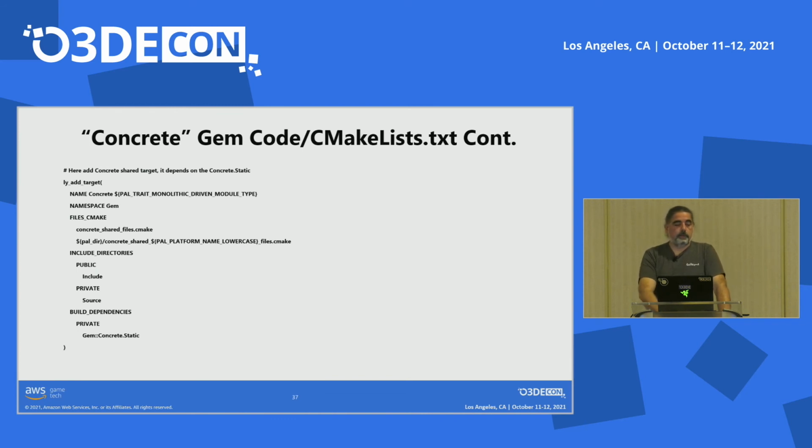Then we have another target that we add, and this is the one that is going to be driven by the PAL trait for the monolithic module. So if this is monolithic, this might be a static library. If it is non-monolithic, it'll be a shared library. And we put those files inside of the concrete_shared_files, so we know the boilerplate for the shared library. And then, of course, the same pattern keeps repeating, and we have the platforms directory file right below that.